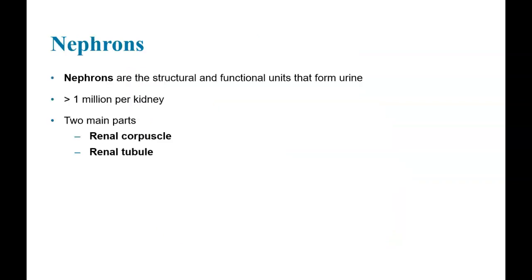But the structures that actually do the filtration are called nephrons. So these are structural and functional units that form the urine. There's about a million per kidney, so there's a lot of these tiny units, and they have two main components. There's the renal corpuscle and the renal tubule.